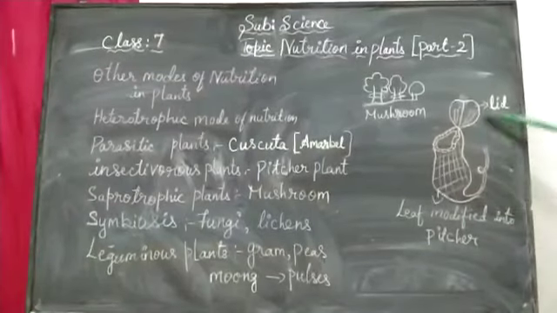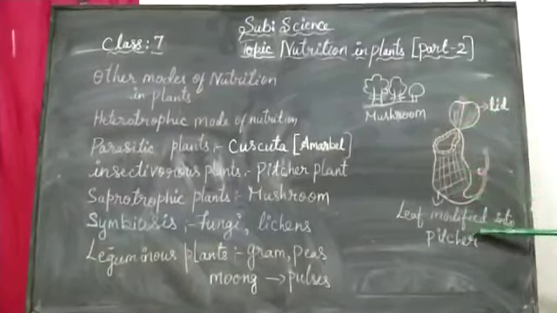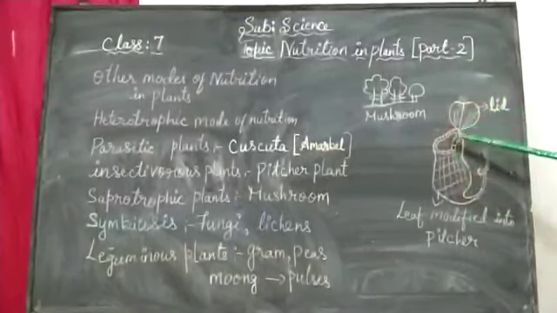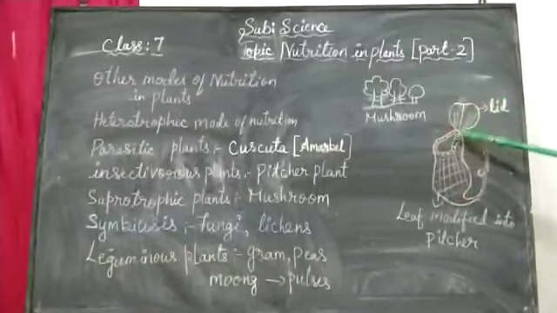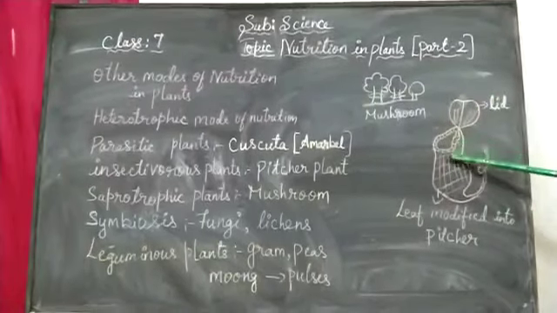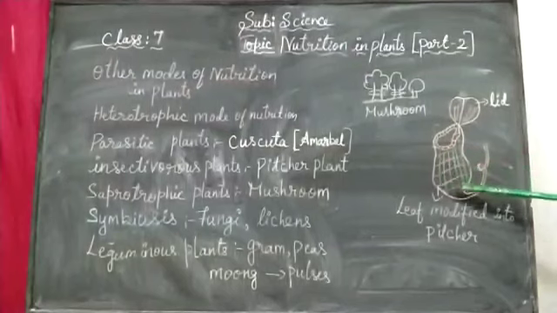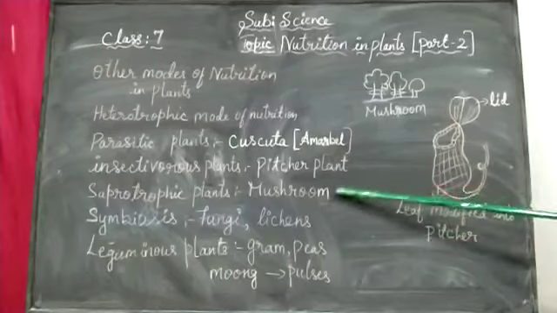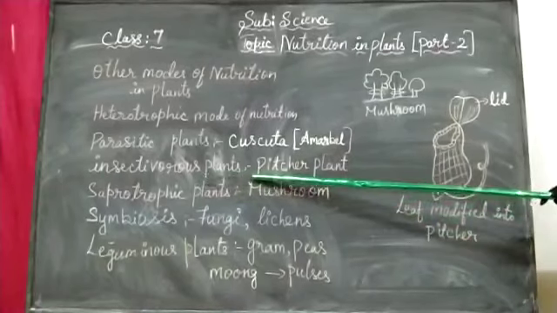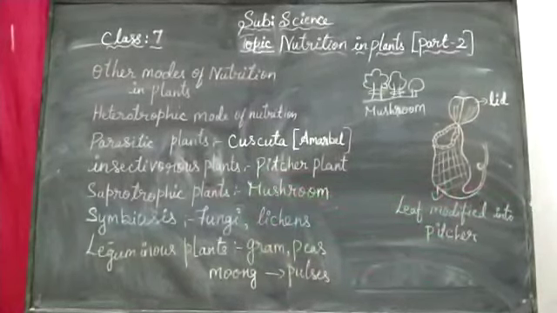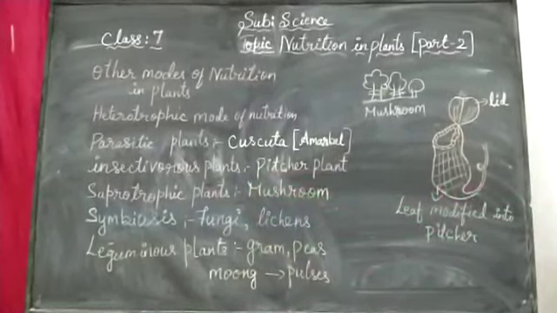This is the modified leaf of a pitcher plant. When an insect sits anywhere here, suddenly the lid closes and the insect is stuck inside this pitcher. It is looking like a pitcher here. So from that organism the plant uses the nutrients. That kind of plants are known as insectivorous plants. The nutrition is actually obtained from insects.